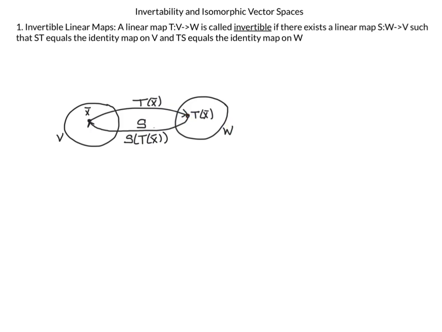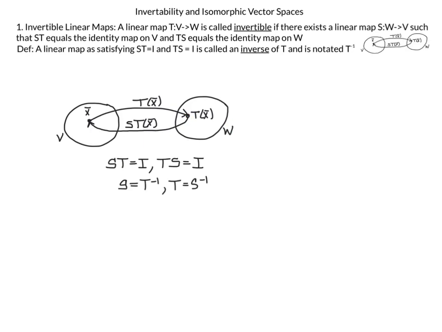In this way, S composed with T, or S times T, is equal to the identity map, because the identity map, if we operate on x, we just get back our vector x. And that's essentially the same thing as what happens if we operate first by T and then by S. We get back our original x. And T of S is also equal to the identity map.